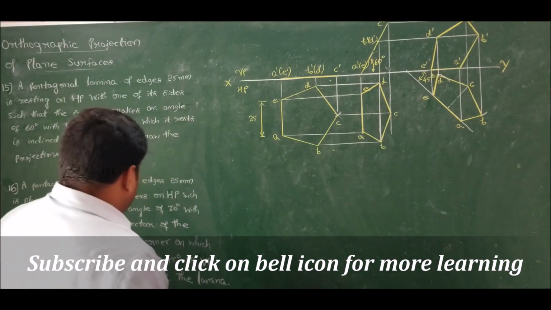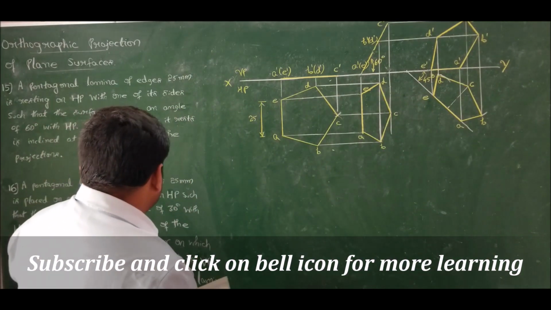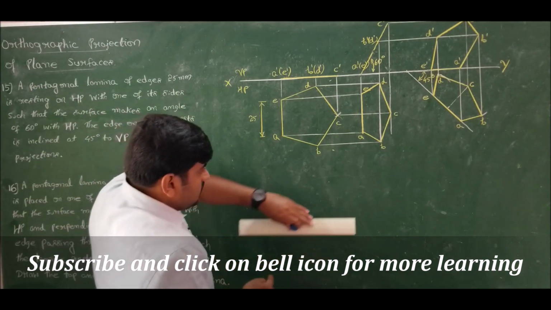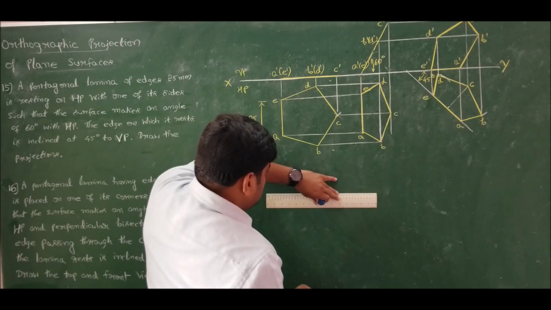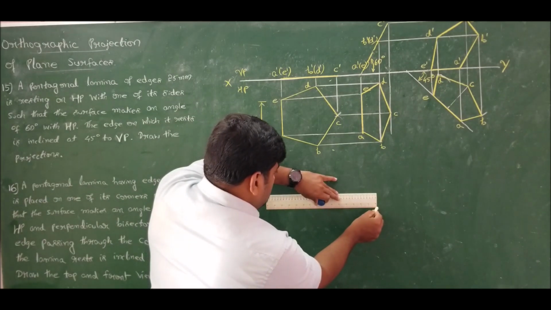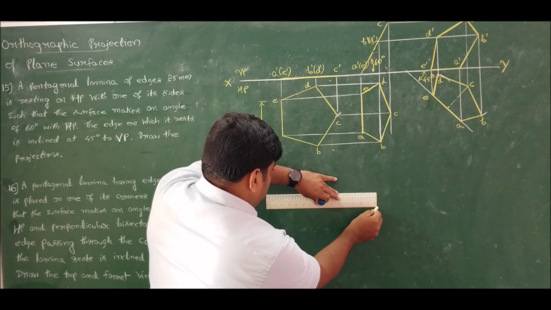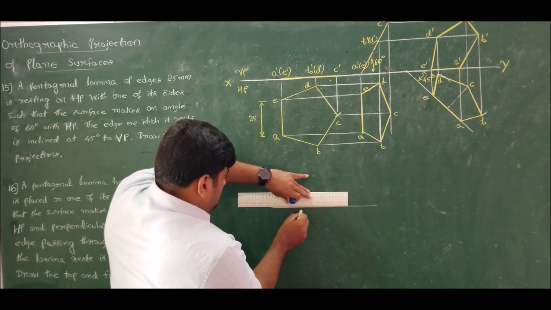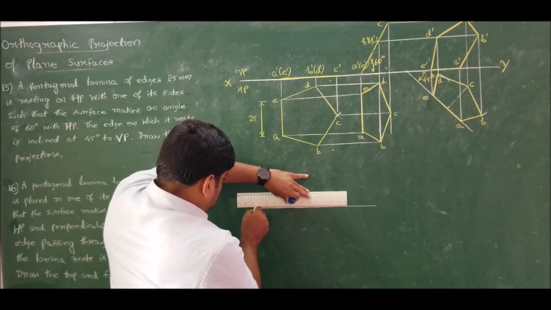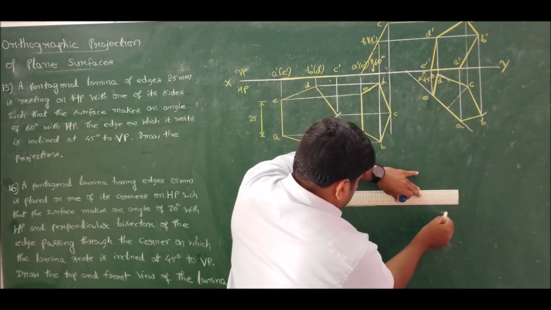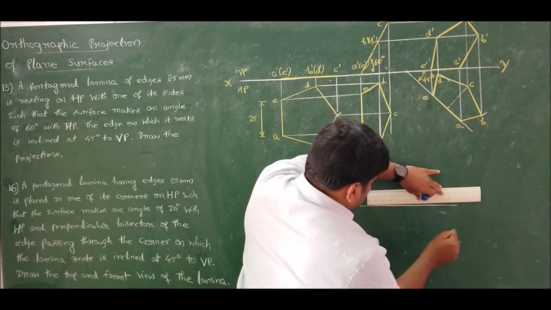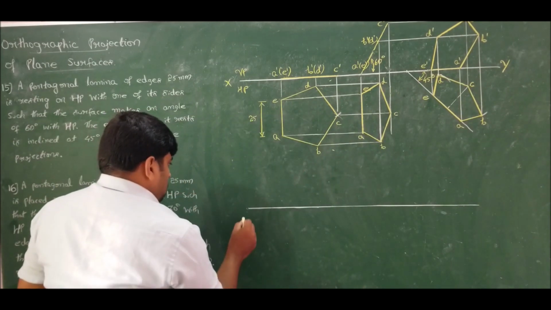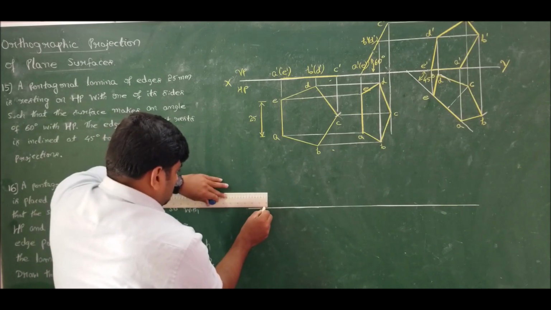Now here we have the pentagonal lamina resting on one of its corners on HP. So I should get corner position. Let me solve this problem. Let us mark XY line. Let us draw XY line. Drawn. Let us call this as X.